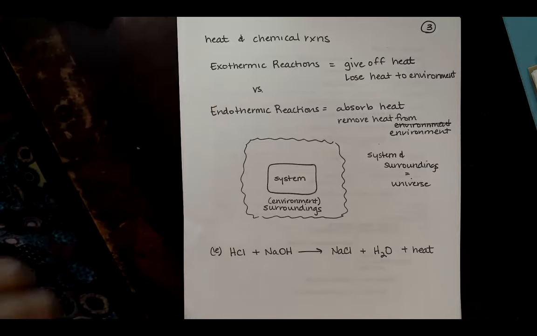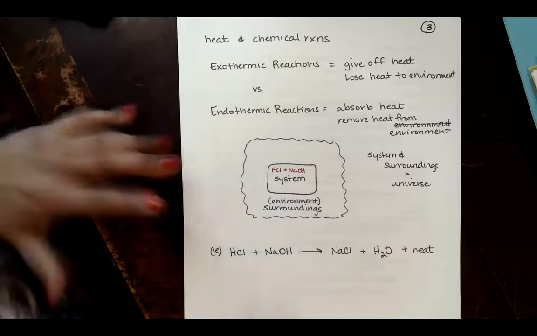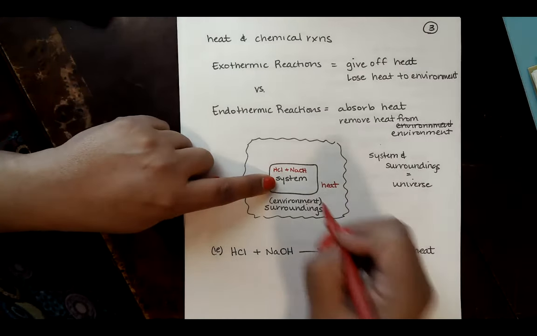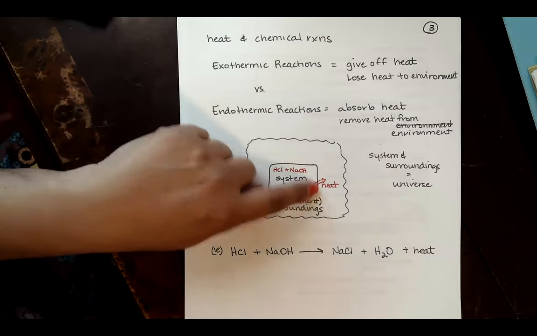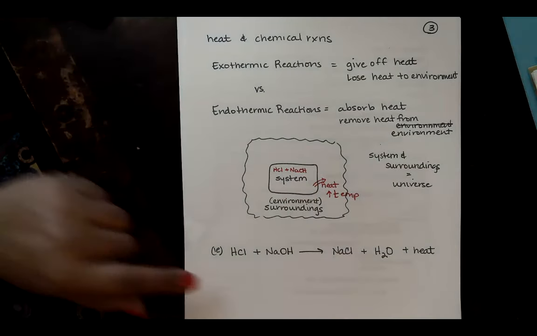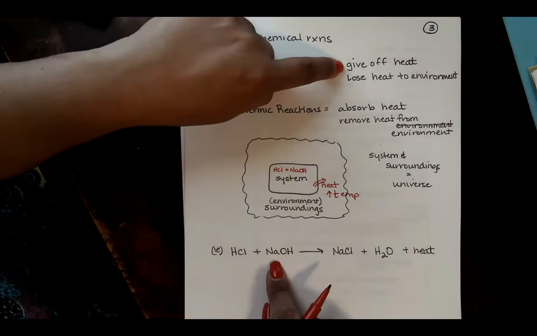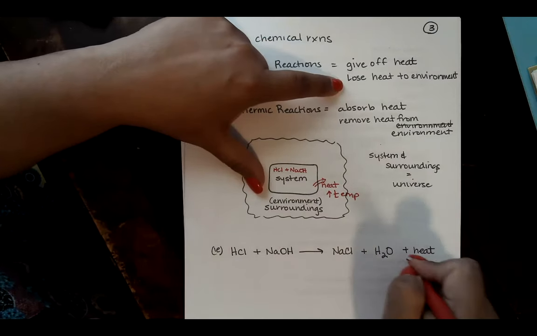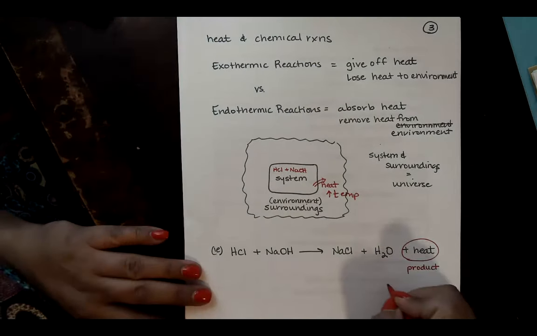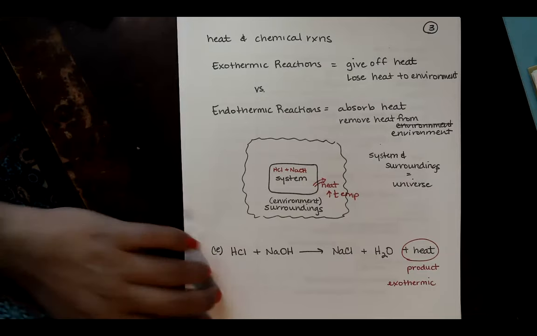So the system in my diagram would be in here. And what we would see is that the system is generating heat, but we would experience up here an increase in temperature. So we would say that this system is generating heat, or giving off heat, or it loses it to the environment. When heat is a product, then you have an exothermic reaction.